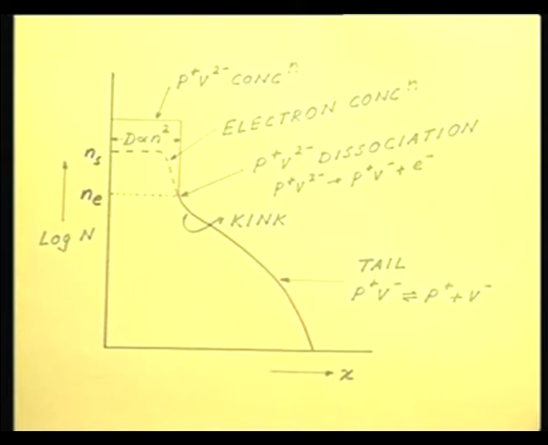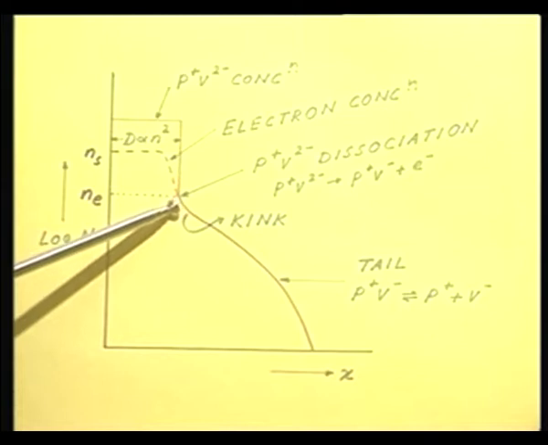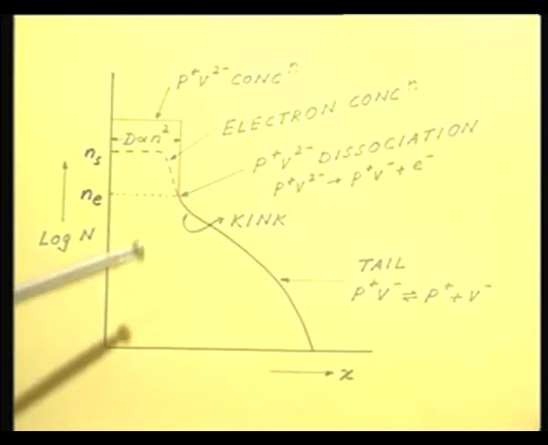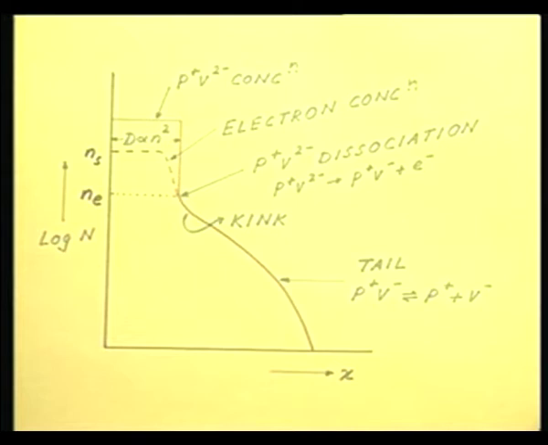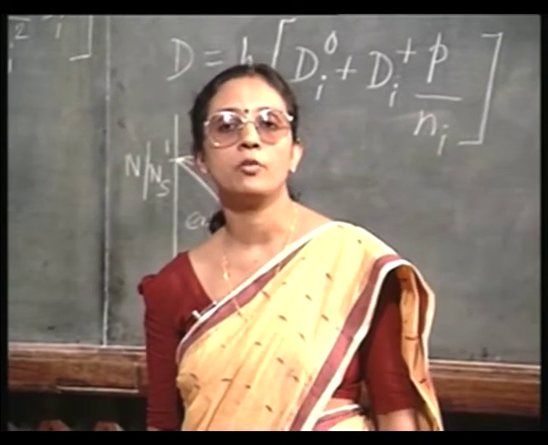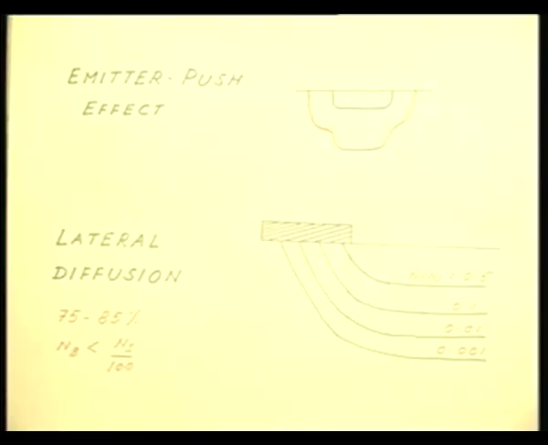So, the phosphorus profile in silicon is characterized by a kink and tail. A kink here where there is a switchover from D proportional to n square to D proportional to n or D equal to constant, and then there is the tail because of the enhanced vacancies. Right. There is a fallout of this phosphorus doping profile in silicon, which we will observe in the next slide.